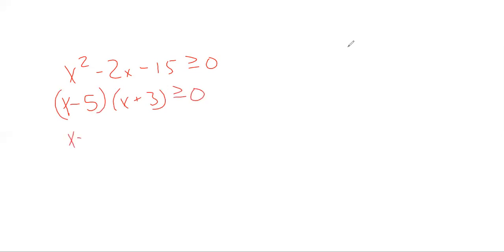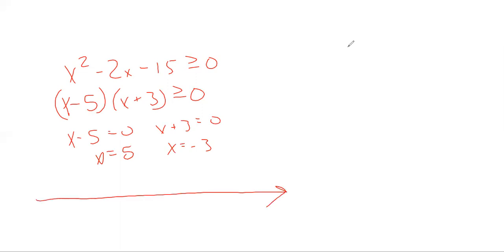x minus 5 equals 0. x plus 3 equals 0. So x equals 5. x equals negative 3. There's 5. There's negative 3. So I got a point here, and I got a point here. Again, go do your sign test.